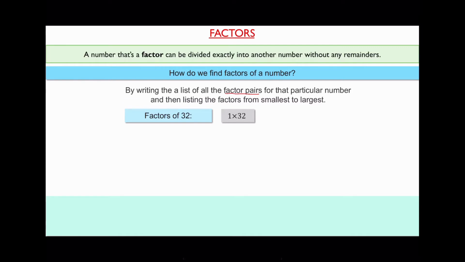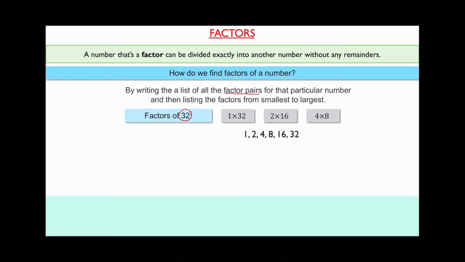2 times a certain number will give you 32. In this case, it would be 16. So 16 is also a factor of 32. We said that there was another trick: 3 is a factor if, when we add the digits of the number together, that sum is divisible by 3. In this case, 3 plus 2 is 5, and 5 cannot be divided by 3. The next factor we have is 4, because 4 times 8 is equal to 32, and this is pretty much all the factors of 32.